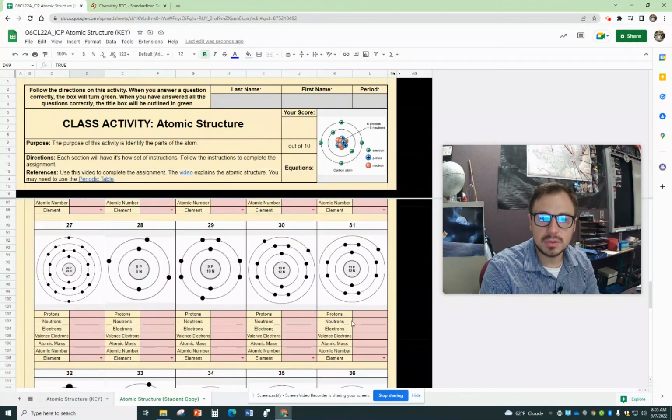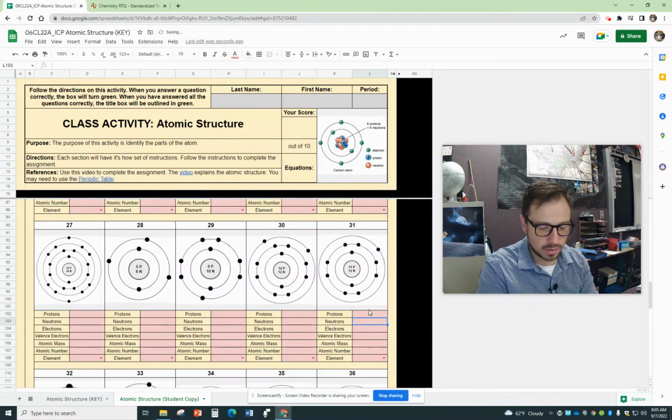So I said I would do number 31. Well, right off the bat, in the center, the protons are going to be 11. The neutrons are going to be 12. The electrons, well, I can count those up, right? You could count them all up, or I could use that hint, and in all of these, the electrons are going to equal the number of protons, so it's going to be 11.